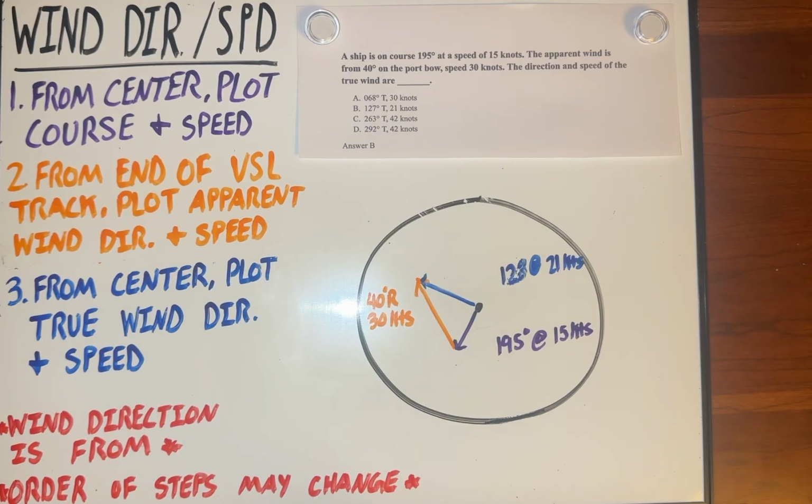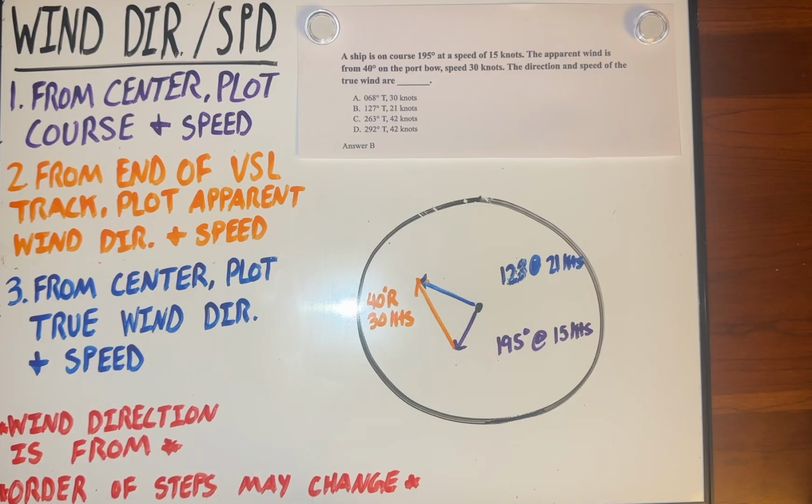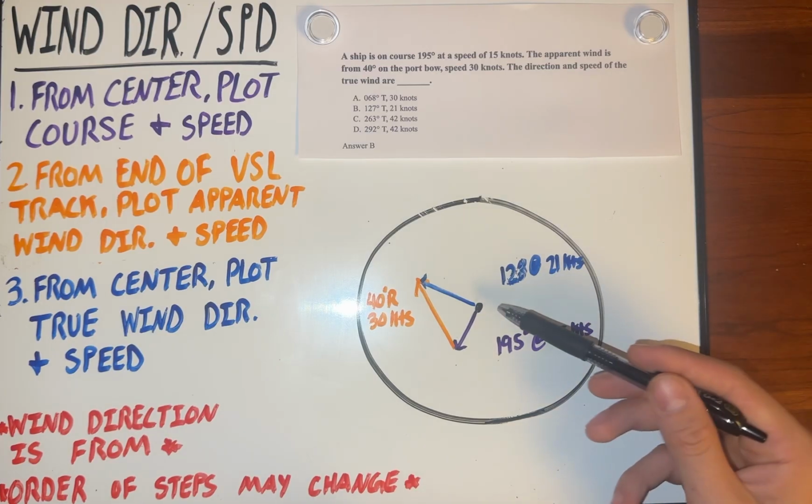Step one is to, from the center, plot our course and speed, 195 at 15 knots. And that 15 knots is going to be reflected as a length in our track. And I'll show you that on the scale on the maneuvering board in a moment. So 195 at 15 knots.